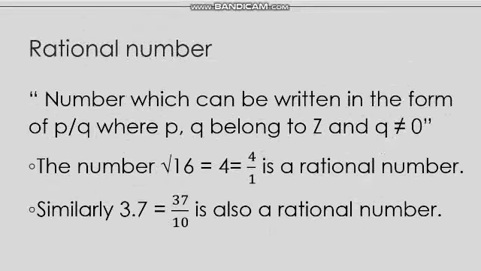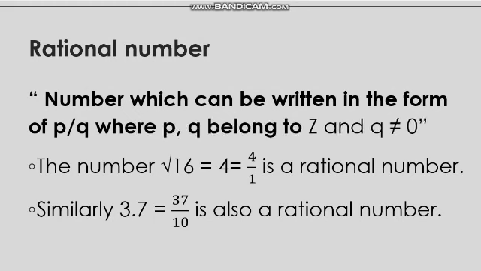As everybody knows about the rational numbers, the number which can be written in the form of p by q, where p and q belong to Z and q is not equal to 0. Here p and q belonging to Z means you can put in place of p and q any number, either negative or positive. And q must not equal 0, because if we put q equal to 0, then the whole number goes to an undefined form, which is not acceptable here.